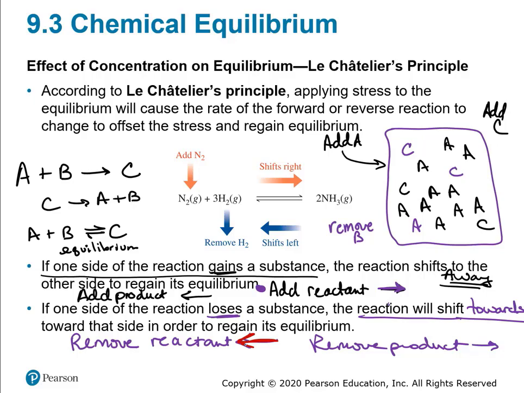Okay? So that's what I find is the easiest way to remember: if it's at equilibrium, whatever I add, the reaction shifts away from whatever you add. So add causes it to shift away. Removing, though, causes it to shift towards whatever you remove.